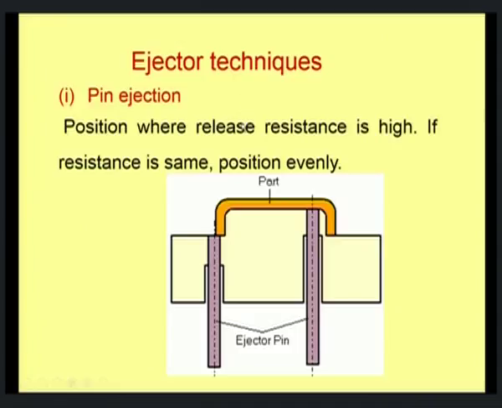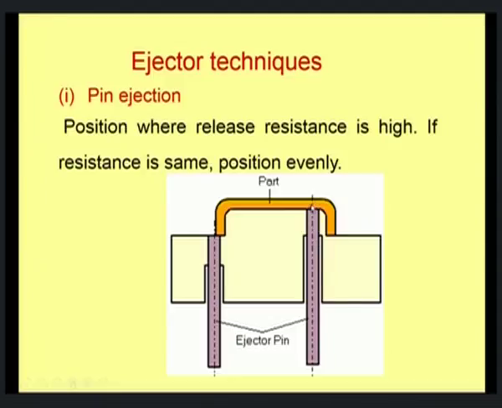The position of these pins is normally where the release resistance is high, that is where they are provided. If the resistance is the same, they could be positioned evenly. If the release resistance is very high here, then the ejection pin is provided like this, or otherwise the ejection pins could be provided here and here alone.